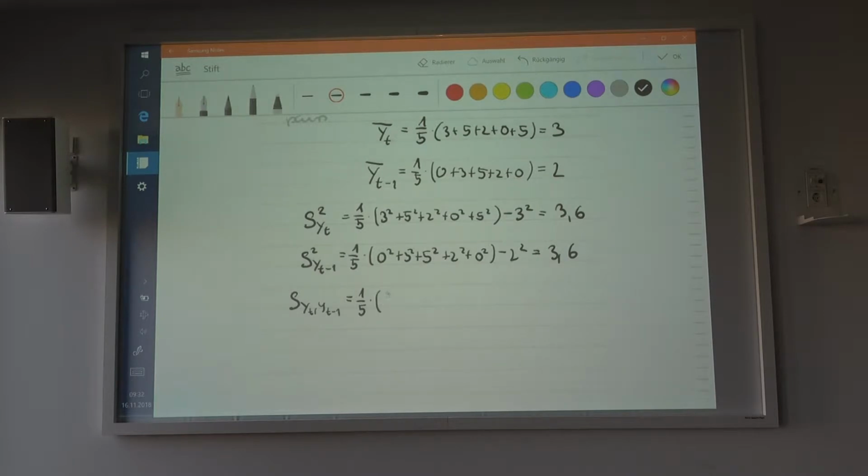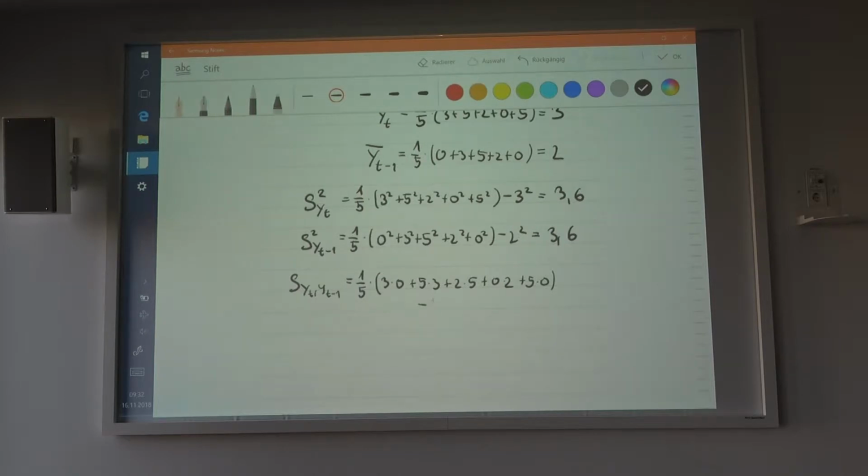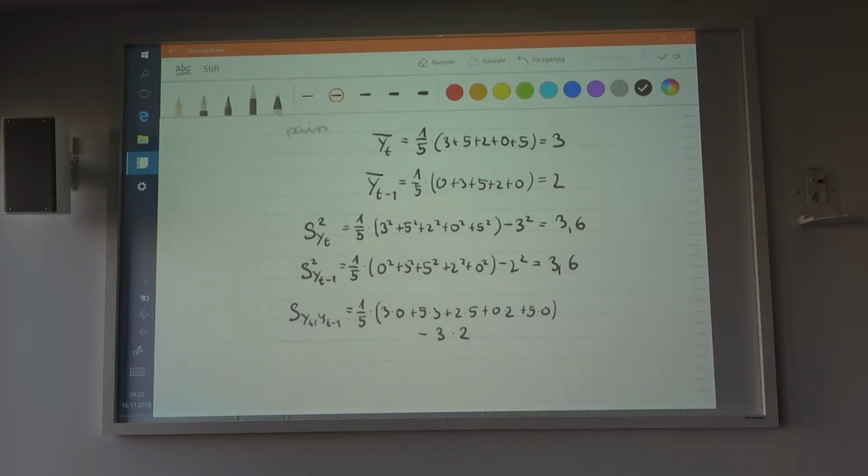Okay, so here, if you use this in detail, so they have 3 times 0 plus 5 times 3 plus 2 times 5 plus 0 times 2 plus 5 times 0. This is the mean of the products, and then you take the product of the mean, so we have 3 times 2, okay? So dependent variable first, and then you have the explanatory variable. Okay, so you have 15 plus 10, okay, equals 25. 25 divided by 5 equals 5. 5 minus 6 equals negative 1. So that's what I'm going to get here for the covariance.